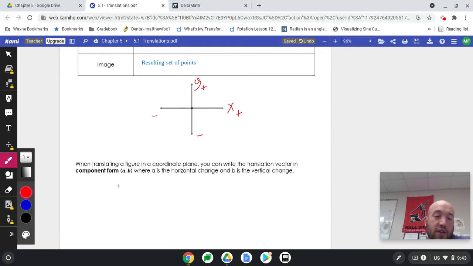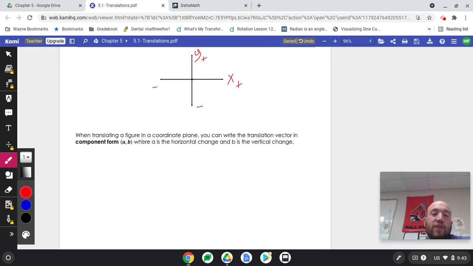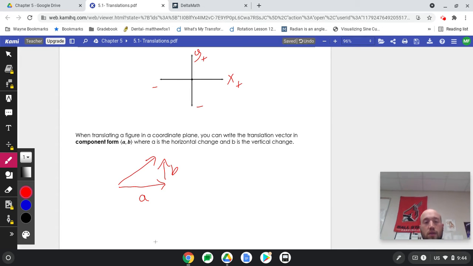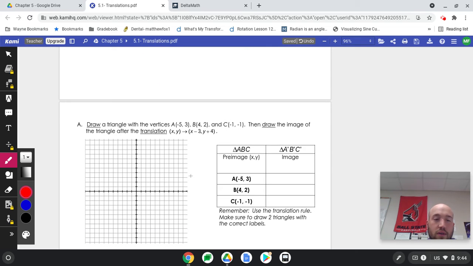So, if we look here, it says, when translating a figure in a coordinate plane, you can write the translation vector in component form. Right here, do you see how it's a vector now? It's got the points on the end, it's not just parentheses. A is going to represent the horizontal change, B the vertical change. So A is if it moves left or right, B is if it moves up or down, and that results in some vector here.